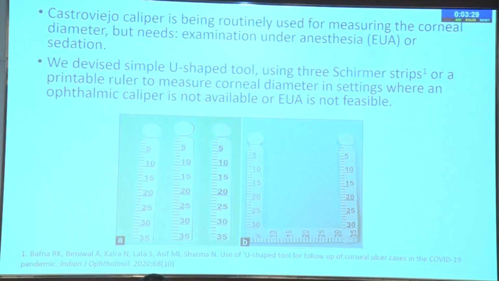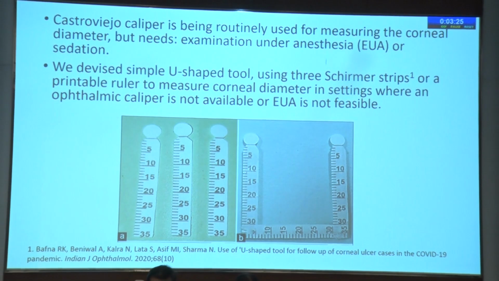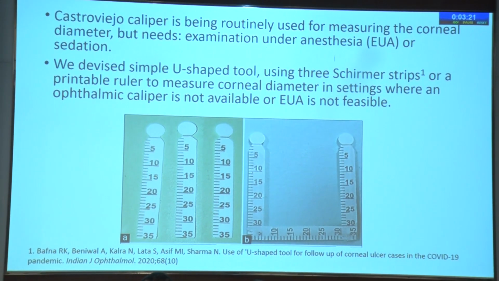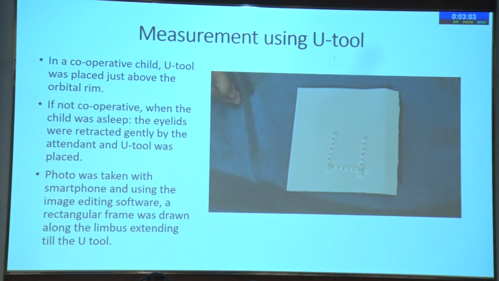We devised a simple U-shaped tool using a 3 shimmer strip or a printable ruler to measure the corneal diameter in settings where ophthalmic caliper is not available or EUA is not feasible. Infants presenting to congenital glaucoma clinic, posted for EUA, were recruited. Before EUA, corneal diameter was measured using U-tool. During EUA, it was measured using Castor caliper, and both the corneal diameters were compared.